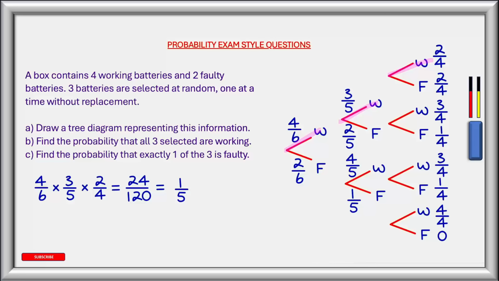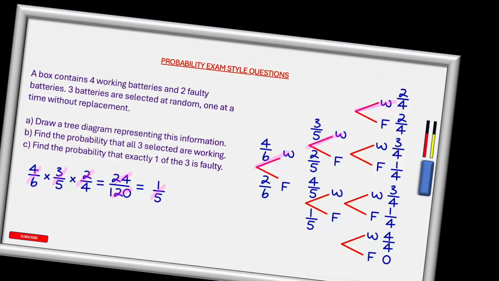And so if we pick the probabilities of the branches I've marked, the probability of this happening would be 4/6 multiplied by 3/5 multiplied by 2/4. And this would equal 24 divided by 120, which simplifies to 1/5. So the probability that all three selected batteries are working is 1/5.